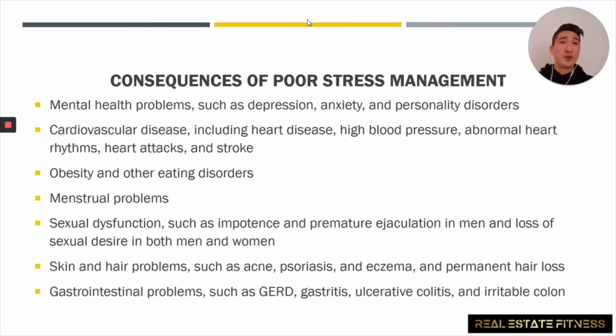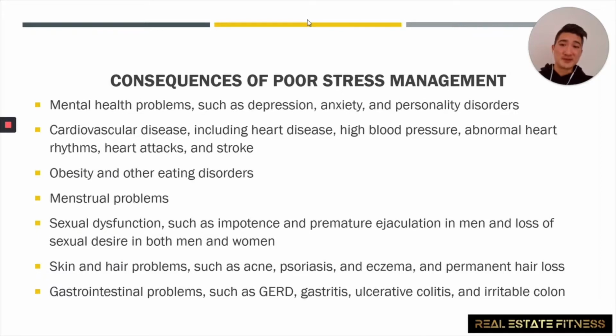And the consequences of poor stress management. It can lead to mental health problems such as depression, anxiety, and personality disorders. It can lead to cardiovascular disease, including heart disease, high blood pressure, abnormal heart rhythms, heart attacks, and stroke. It can lead to obesity and other eating disorders. For women, you can suffer menstrual problems, and sexual dysfunction, such as impotency and premature ejaculation for men, and loss of sexual desire in both men and women.